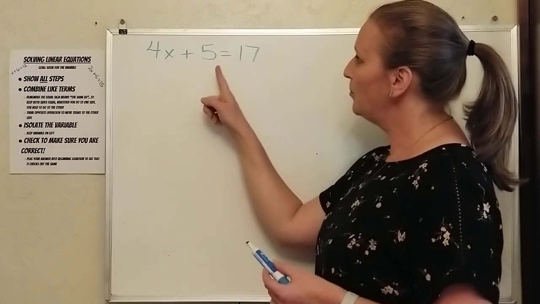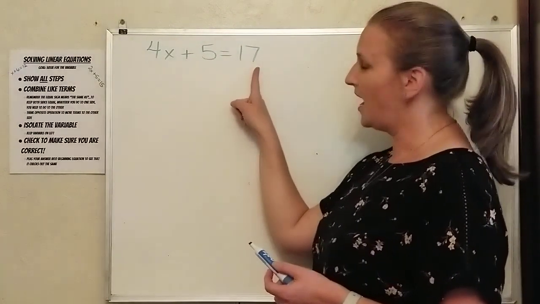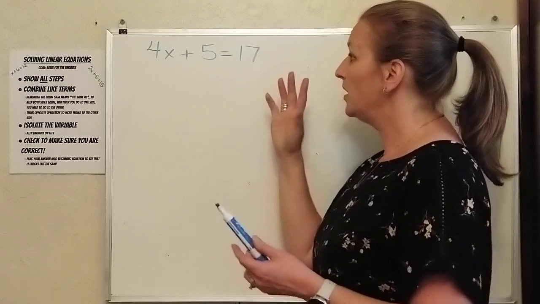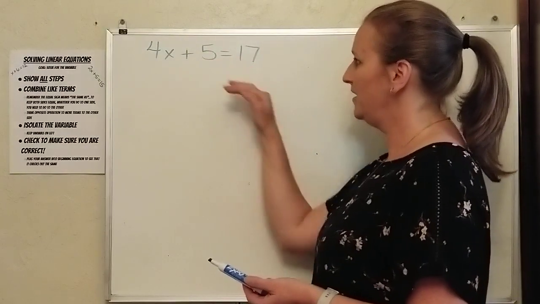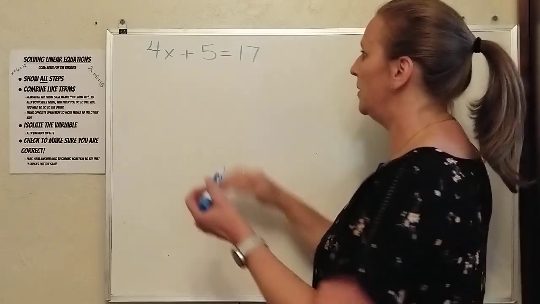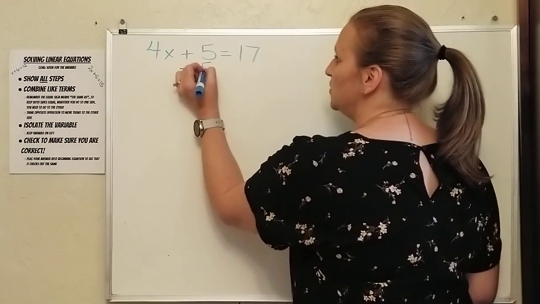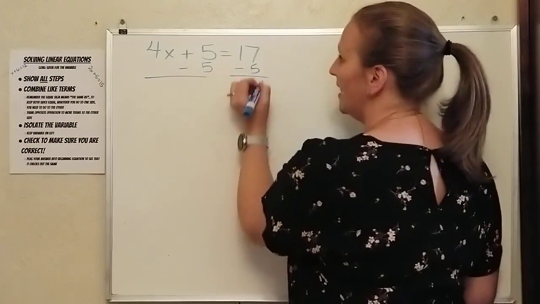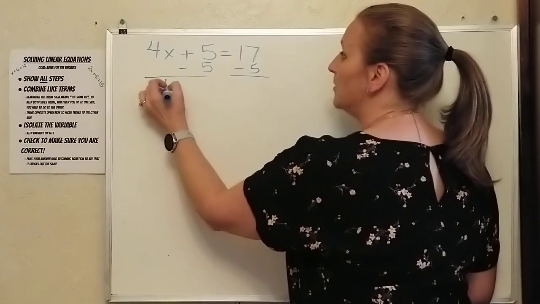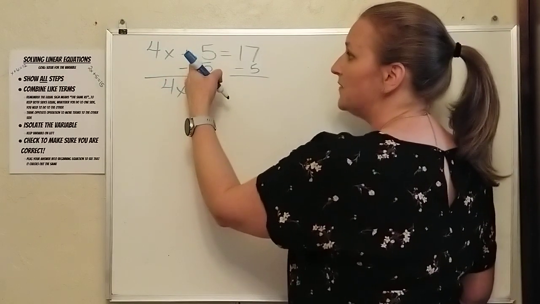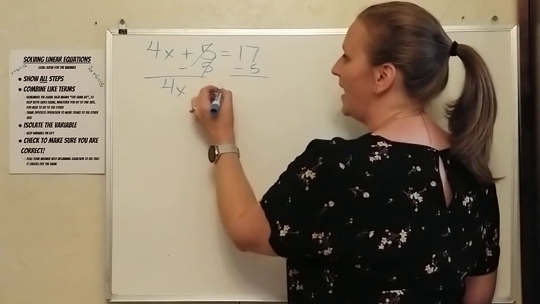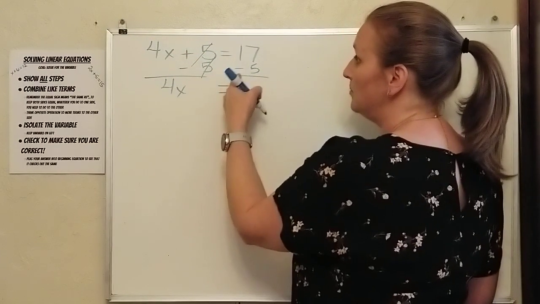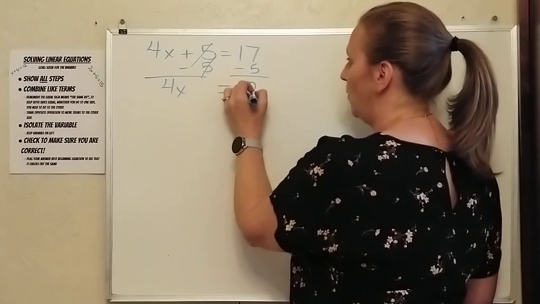So as I look to combine like terms, I want to move my 5 over to this side, and I want to think opposite operations for moving things to the other side. So if this is a plus 5, I want to subtract 5. What I do to one side, I want to do to the other. I'm going to bring down my 4x, my plus 5 and my minus 5 cancel out, leaving 17 minus 5 on this side, which is 12.